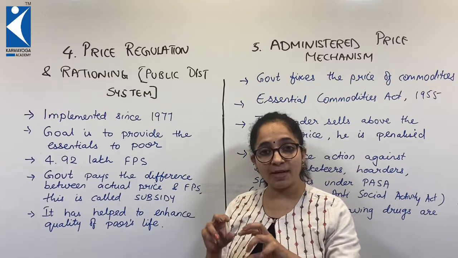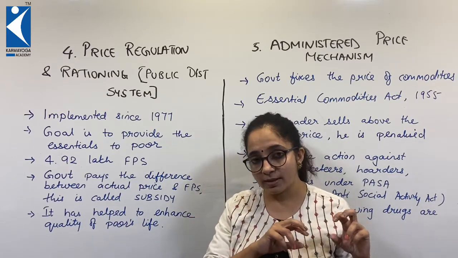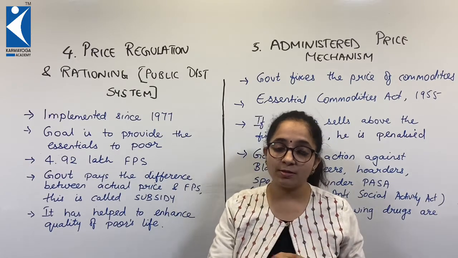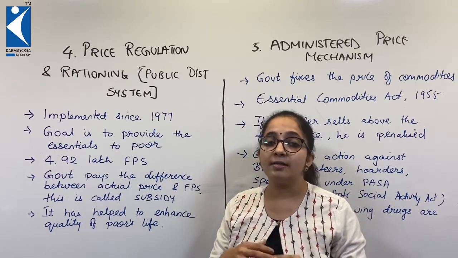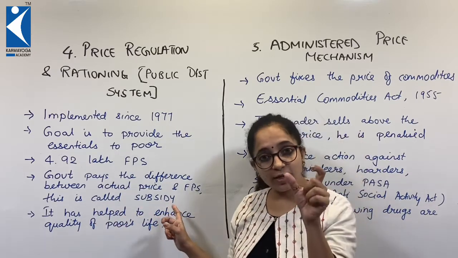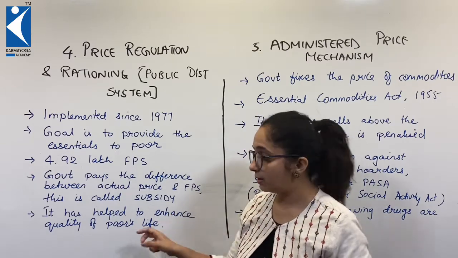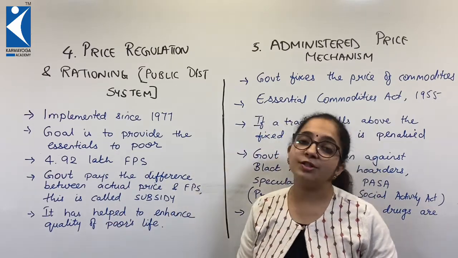So if the wheat price in the market is 40 rupees per kilo, and the government is selling it to people at 2 rupees, the difference of 38 rupees is borne by the government. This is called subsidy. That 38 rupees is known as subsidy, paid by the government. It has helped to enhance the quality of the poor's life.